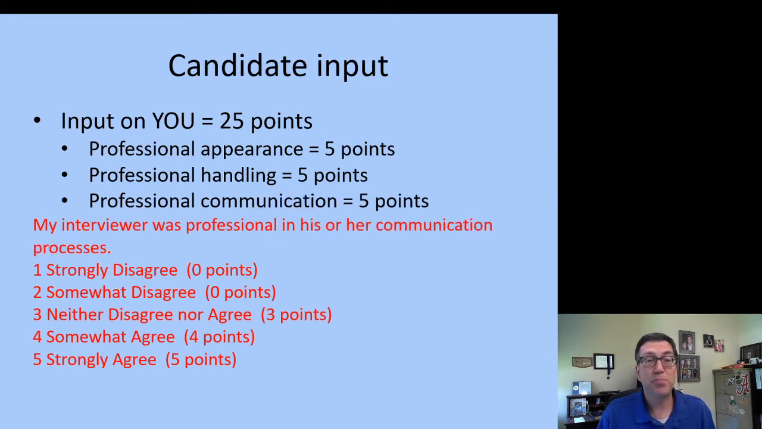Third piece is 5 points. My interviewer was professional in his or her communication processes. Again, from that earlier slide in this presentation, if you communicate a lot and you're very clean in terms of your grammar and spelling and your tone and things like that, there should be no reason why any of them should grade you anything less than a 5 strongly agree.